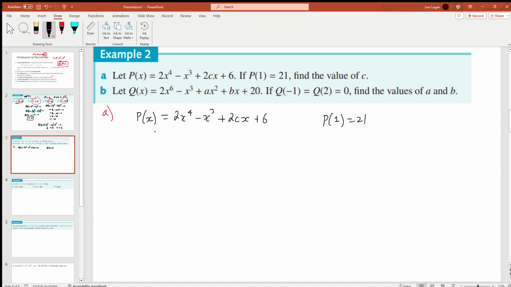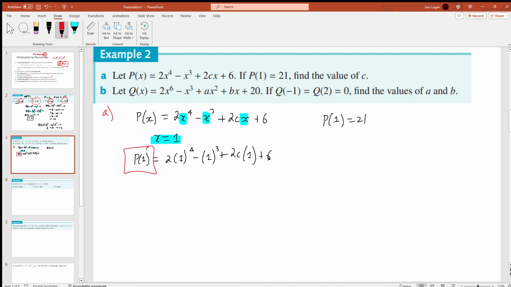So that means when I substitute x equals 1 into my polynomial here, this whole thing will be equal to 21. So in other words, you can write it as p of 1 equals 2 times 1 to the power of 4 minus 1 cubed plus 2 times c times 1 plus 6. And now you can replace this bit here with 21 because that's what they defined it as. So you can go, 21 equals, this bit's going to be 2, this is going to be minus 1, this is going to be plus 2c plus 6.